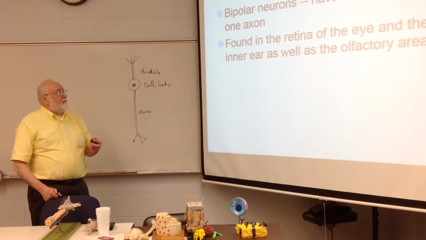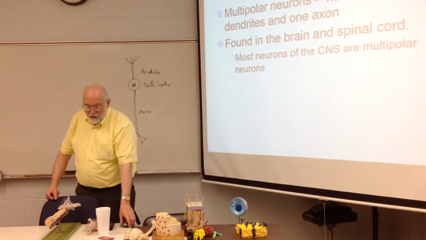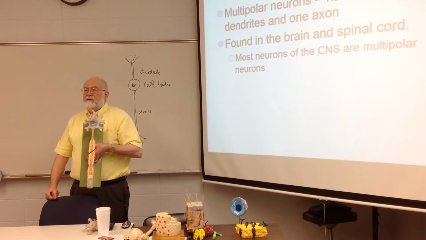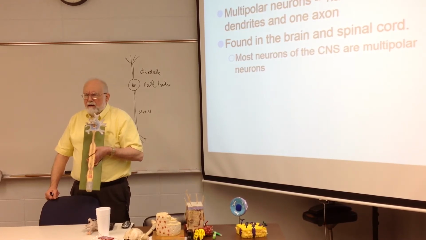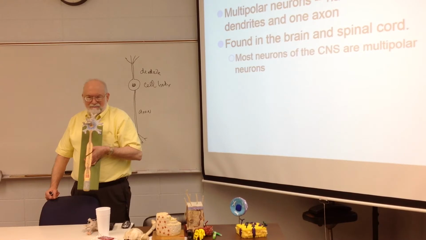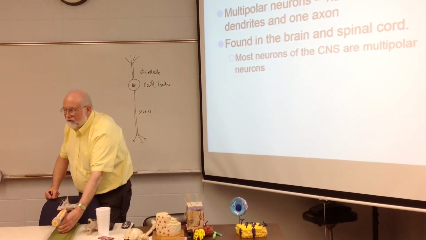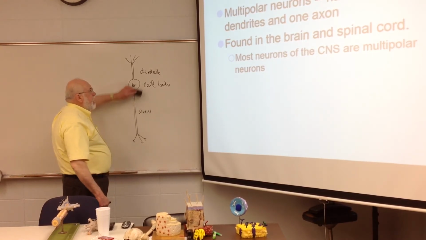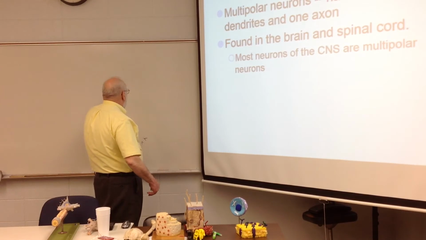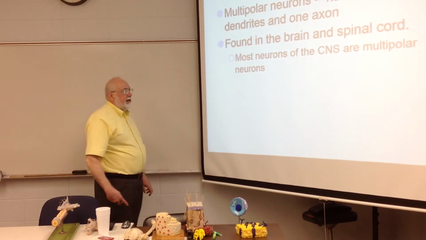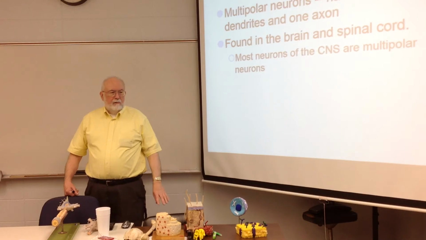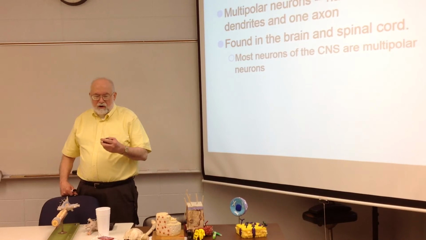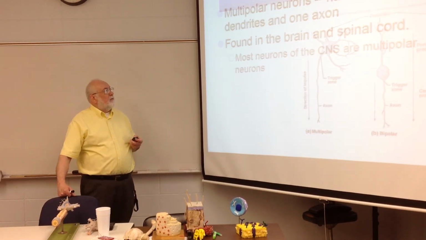All right, and then we come to the multipolar neurons. Well, that's like the model. Multiple dendrites, but how many axons? One. Okay? Never more than one axon. But multiple dendrites in this case, and these are typically found in both the brain and spinal cord, and in fact, probably most of the neurons you find in the central nervous system are multipolar neurons. All right? And those are the ones that we commonly think of when we think of neurons. But there are some of the others, of course.